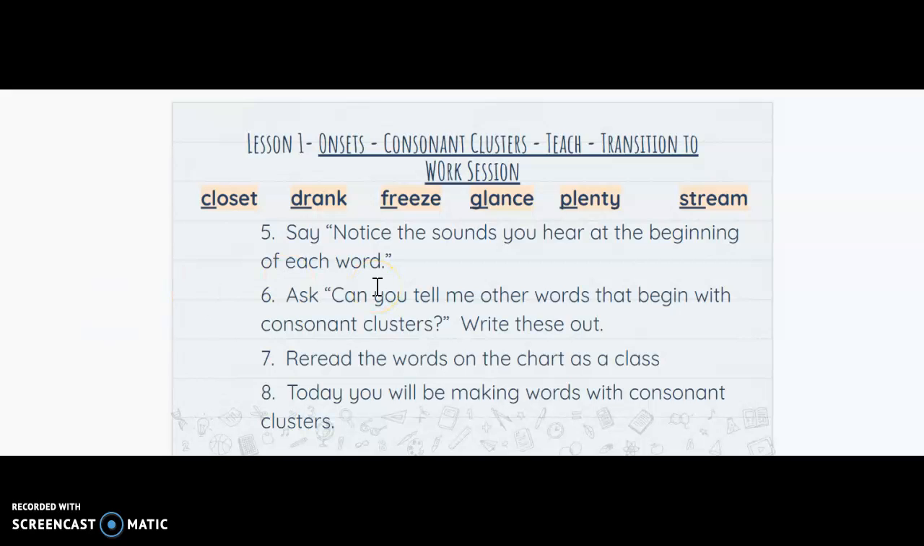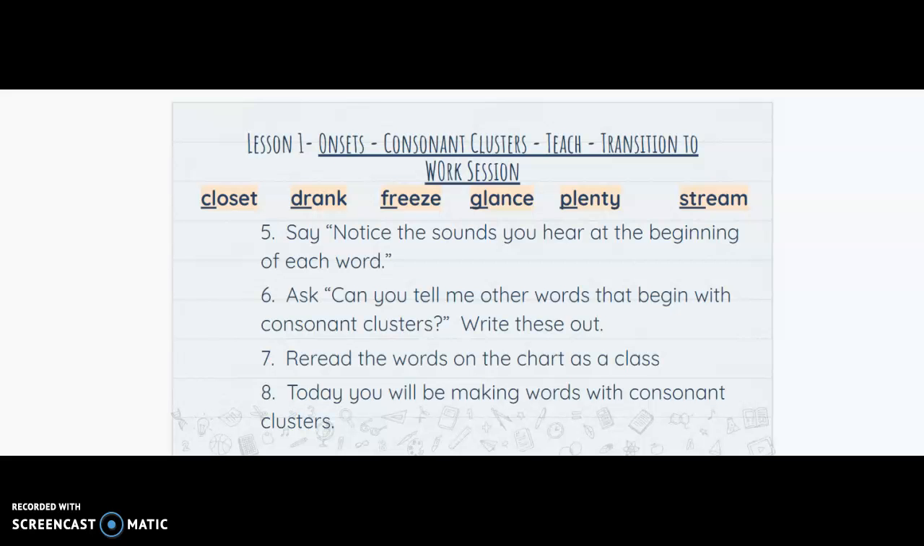Do you know any other words that have consonant clusters at the beginning? Yes, group. I heard someone say glow. Story, you're right. Sleep. Spring. Oh, yes, split. Awesome. Those are all words that have consonant clusters at the beginning.